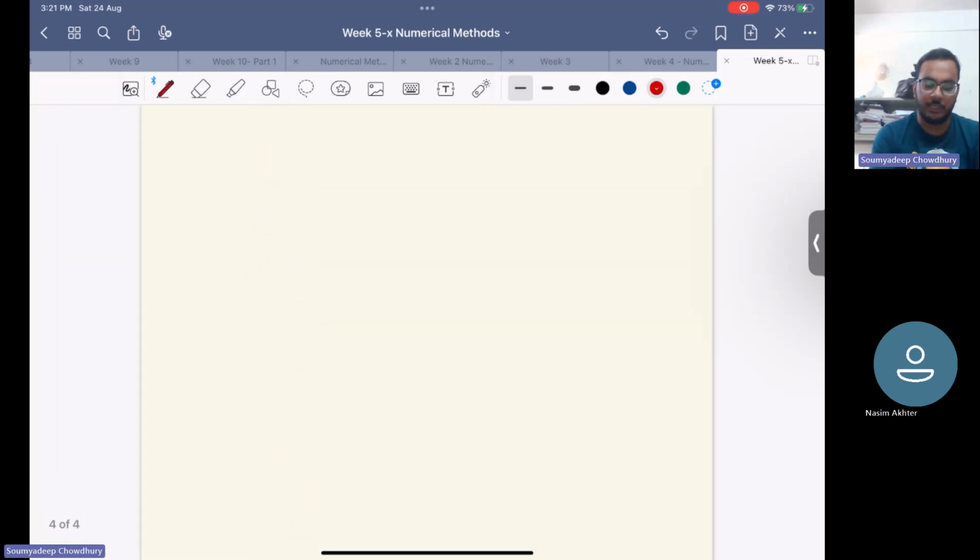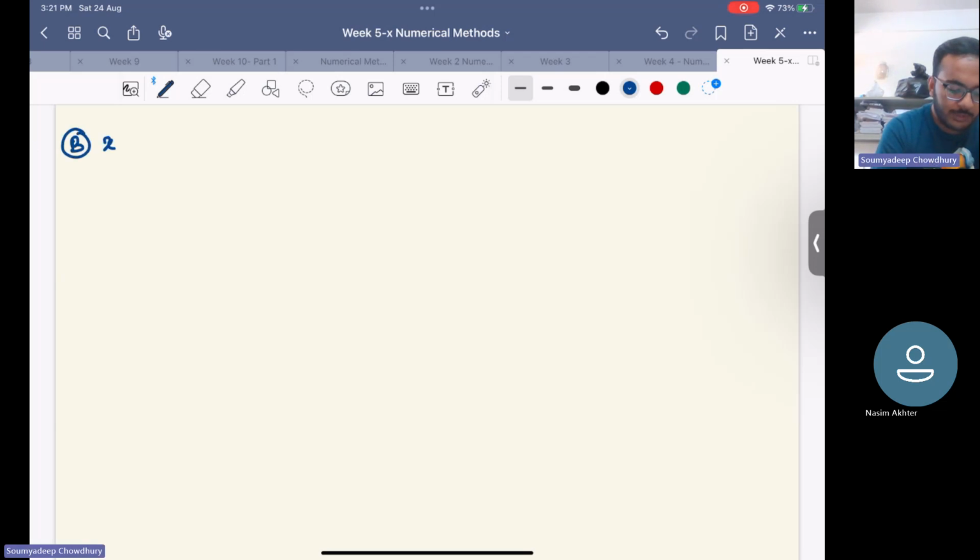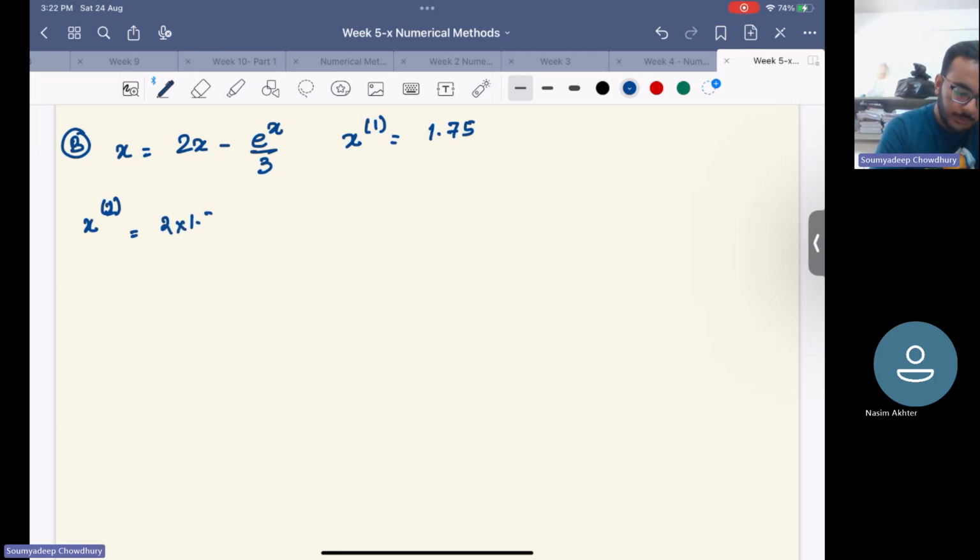Okay, so likewise, if we take the second function, that is x equal to 2x minus e to the power x by 3, for this it is given x of 1 is 1.75. So x of 2 will be basically 2 into 1.75 minus e to the power 1.75 by 3. If we find it out, it will be around 1.58.